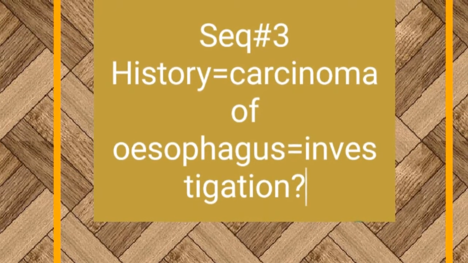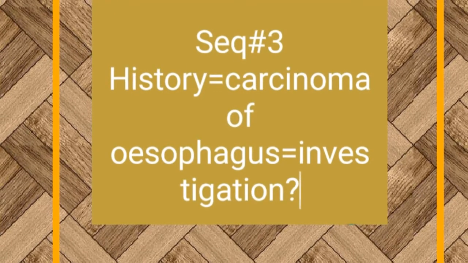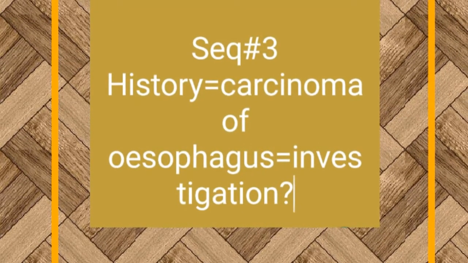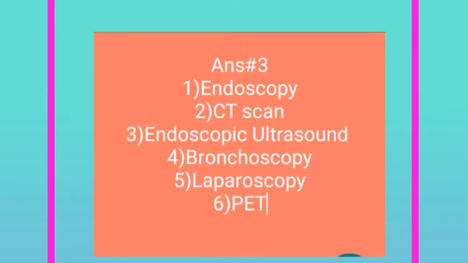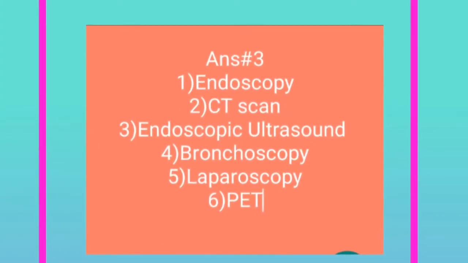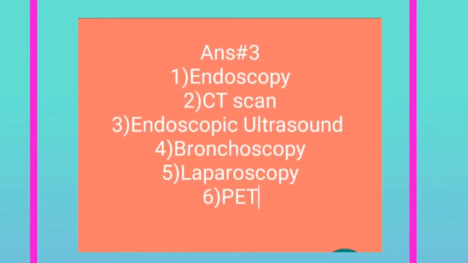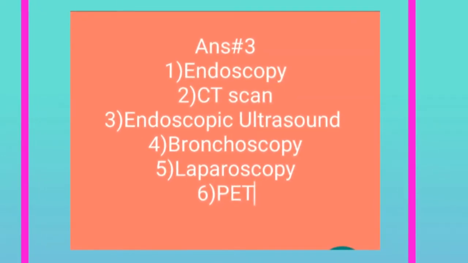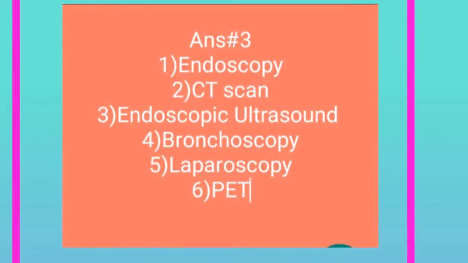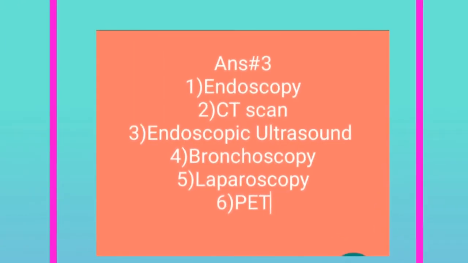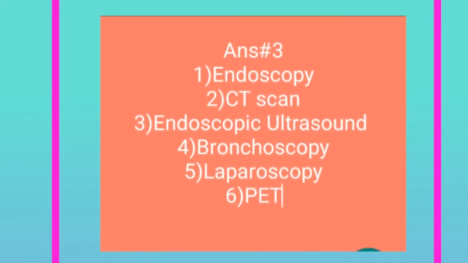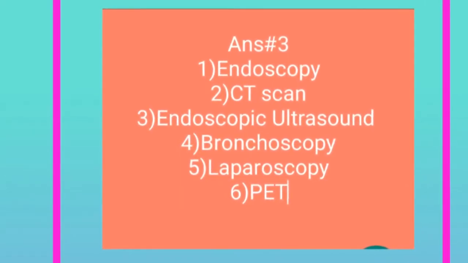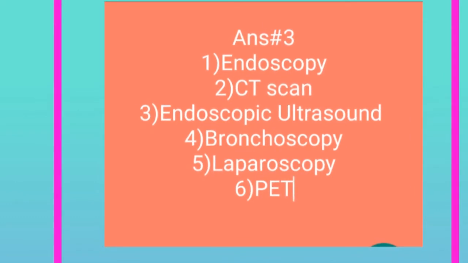Number 3. A 55-year-old man presented with history of carcinoma of esophagus. What investigations are needed to manage this disease? Endoscopy is the first line investigation for most patients. Secondly, we perform CT scan of chest, abdomen and pelvis. We also perform endoscopic ultrasound, bronchoscopy, laparoscopy to detect peritoneal disease and PET scan.